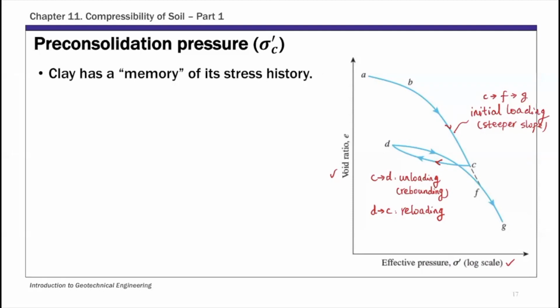And so what I want to point out on this graph is if you look at the slope of this curve, you can clearly observe two different slopes. So the initial AB and also CD part. So you have a flat slope. And then for the initial loading, the slope is much steeper. Okay. So this is because, I put a point here, clay has a memory of stress history. Okay. So basically depending on where you are in your loading history, the clay will behave differently.